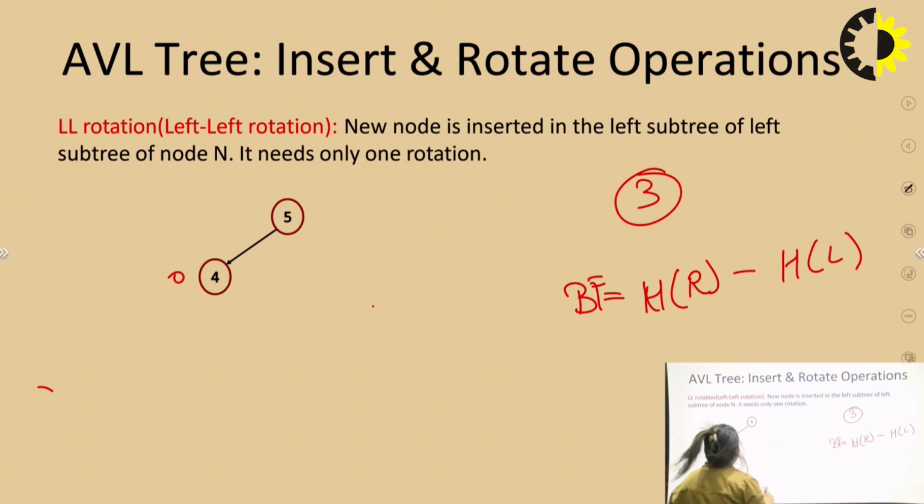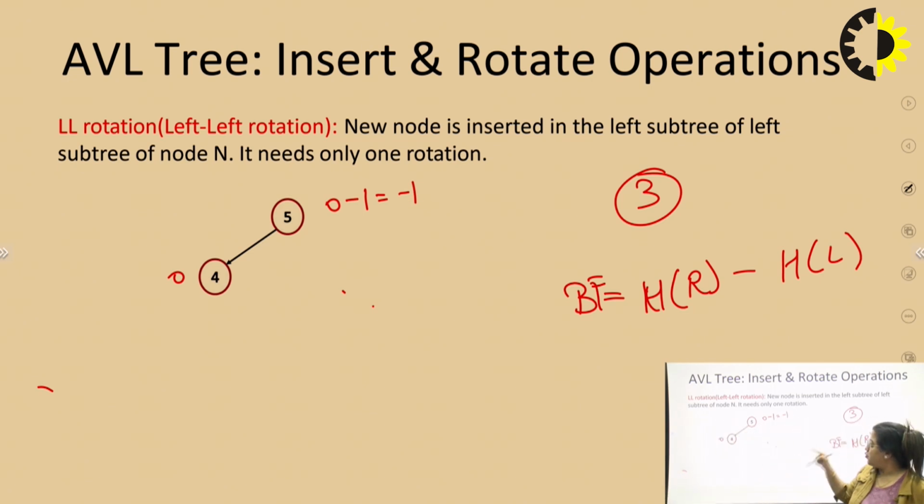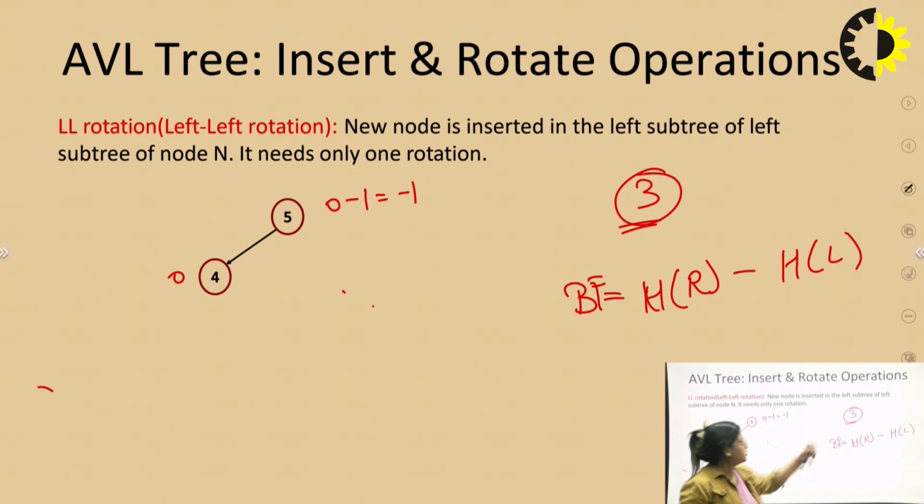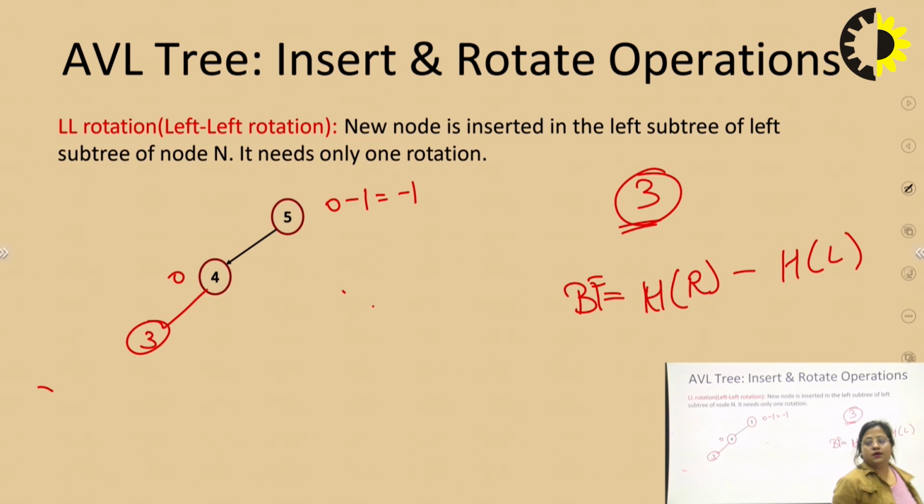Now come to 5 and check it. The right subtree is 0 and the left subtree height is 1. So the answer is minus 1. So they don't need any kind of rotation. But now you insert another new node, like 3. According to BST, 3 will come on the left side of 4. Now check the balance factor again.